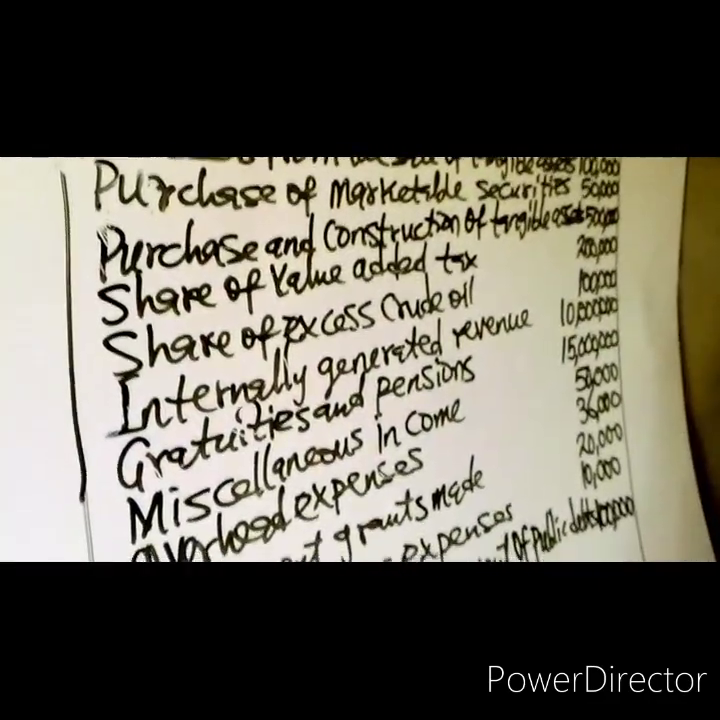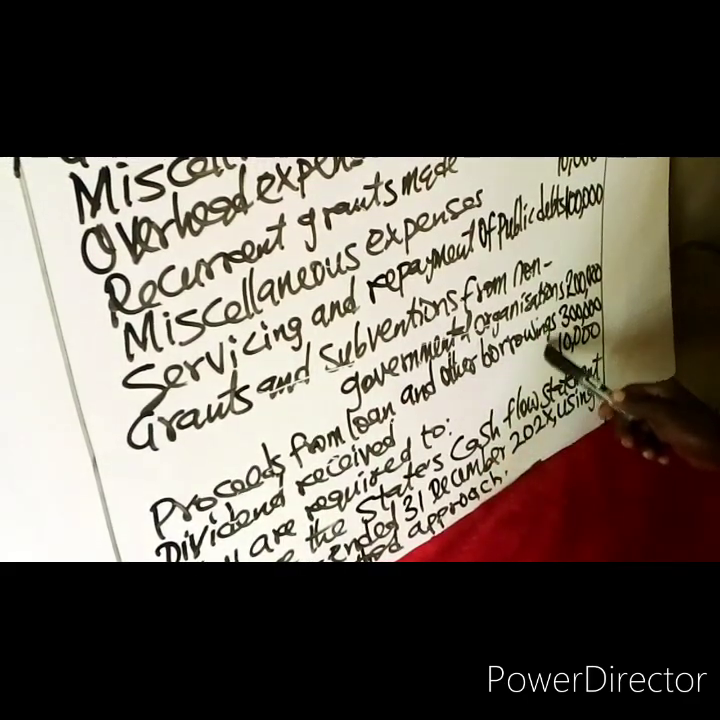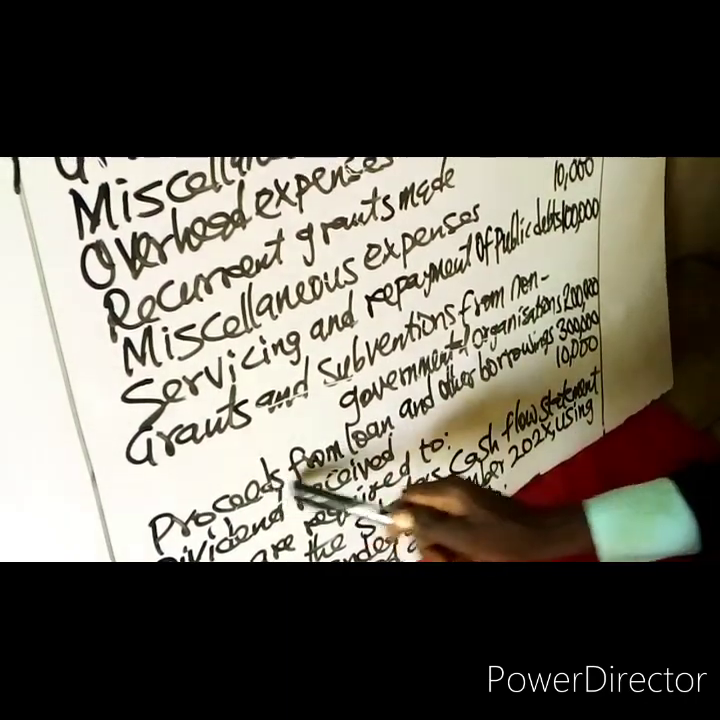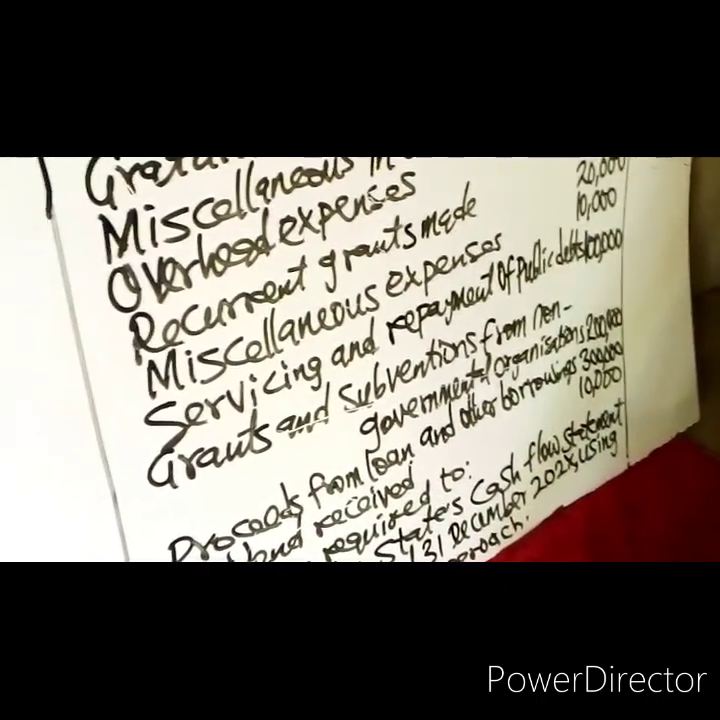Then proceeds from loans and other borrowings. This loan, the loan borrowed, is financing activities. This is a financing activity. Dividend receipt is also a financing activity.